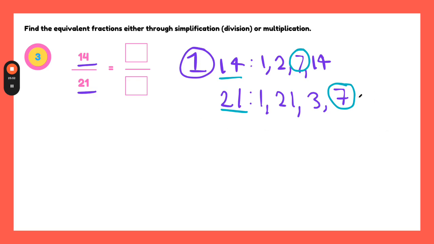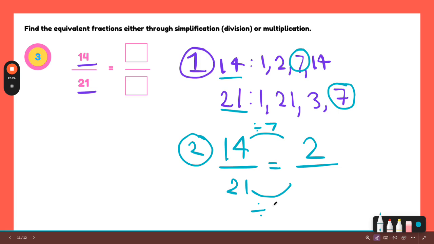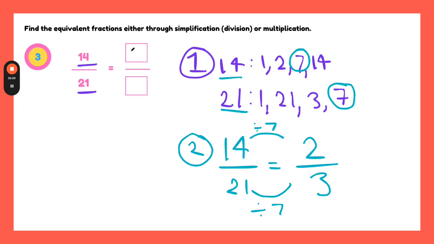So we now have our highest common factor. Now we need to divide both our numerator and denominator by our highest common factor of 7. So 14 divided by 7 is 2, and 21 divided by 7 is 3. So our answer is 2 over 3, or 2/3.